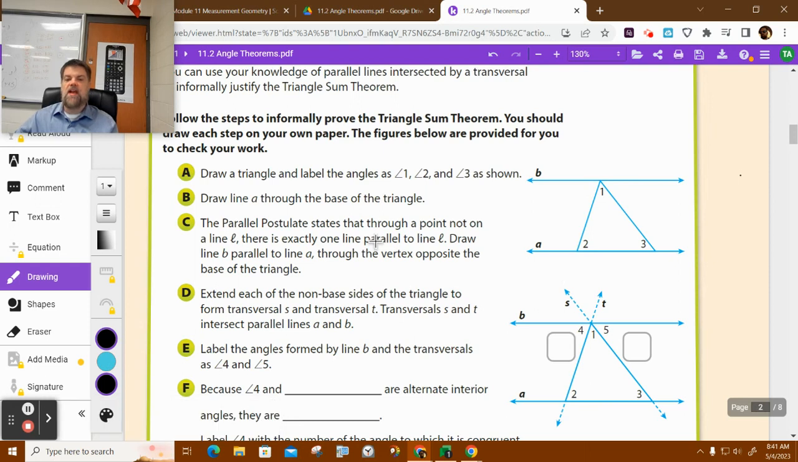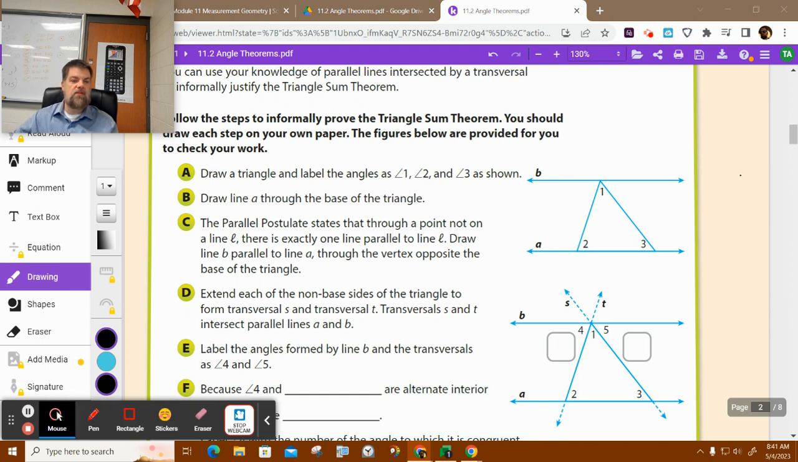So it says draw a triangle and label angles 1, 2, and 3 as shown here. Draw a line through the base of the triangle. And so basically they've drawn all this. They're saying that you need to draw it, but you don't need to. Just leave it in the book.